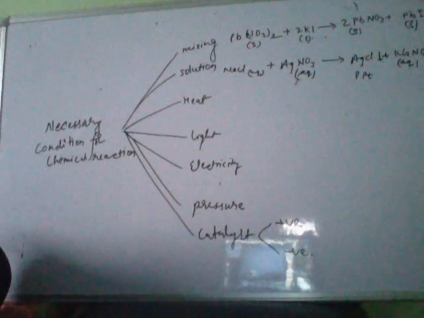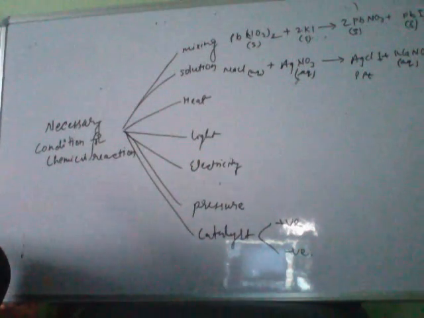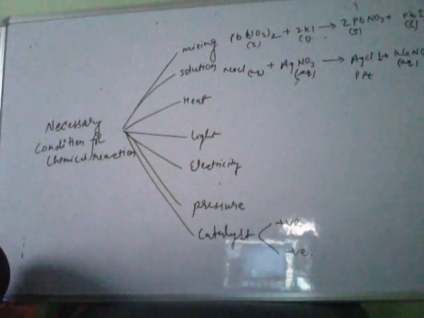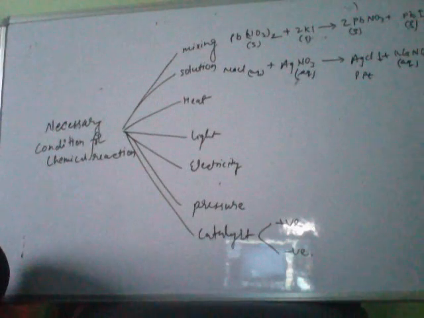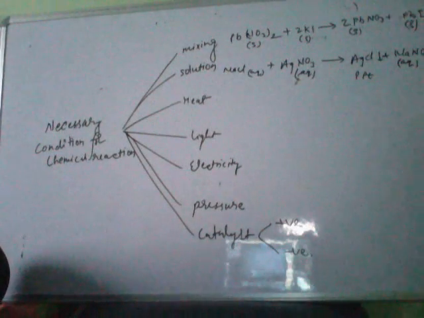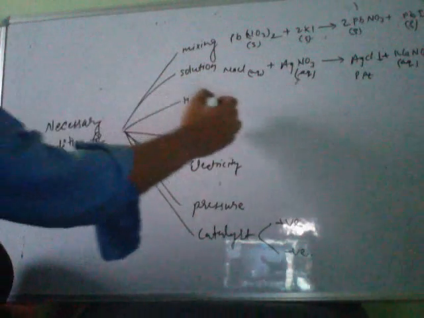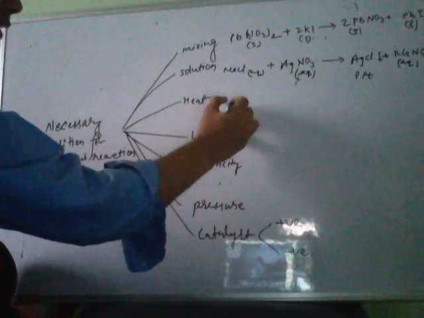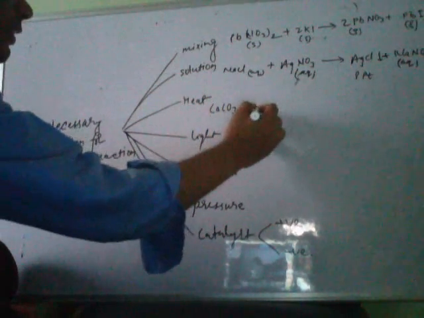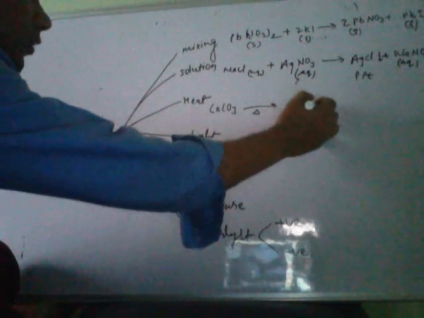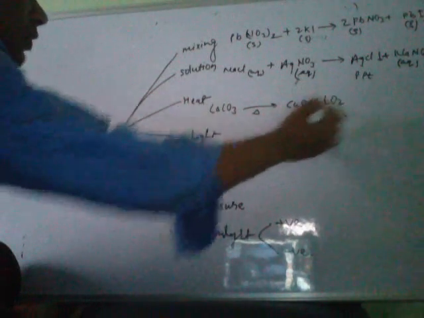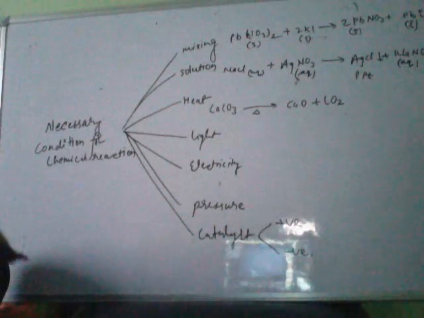Few chemical reactions are there that cannot take place without heat. Heat is a necessary condition for the chemical reaction to occur. For example, I am taking CaCO3. If you heat the CaCO3, it will give CaO plus CO2. So without heat, this reaction would not take place.